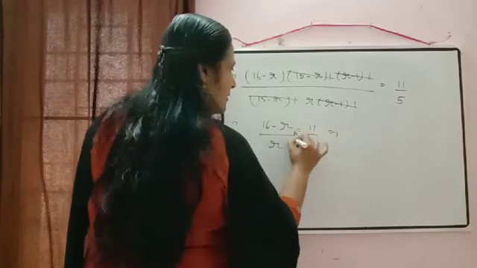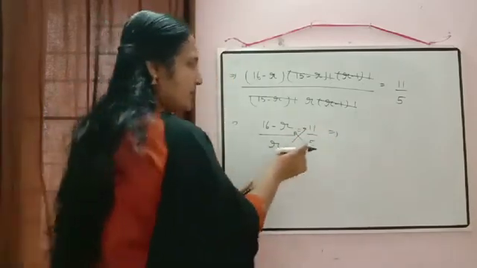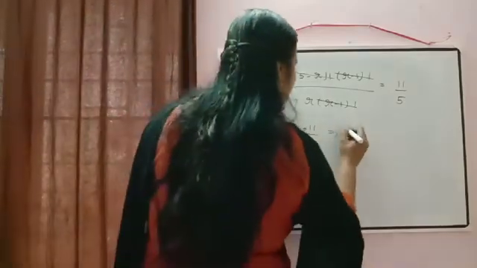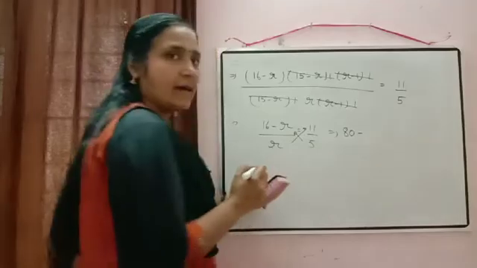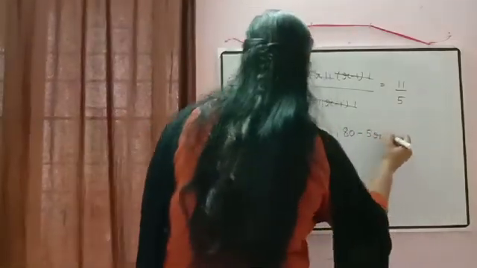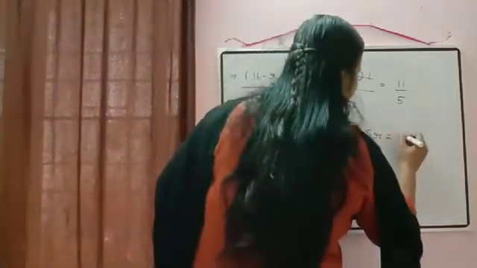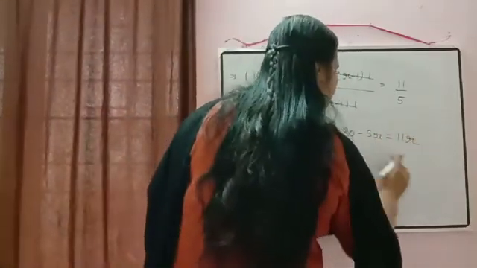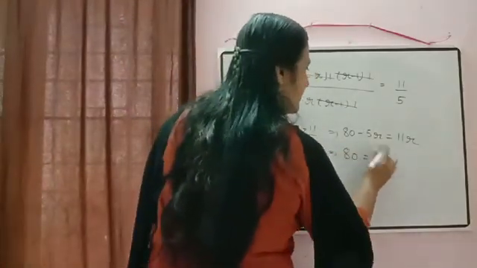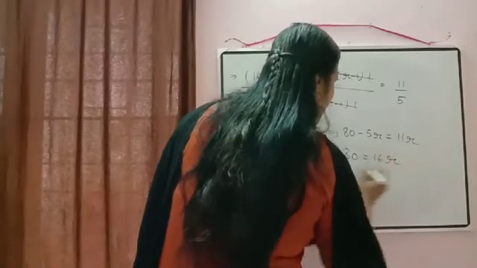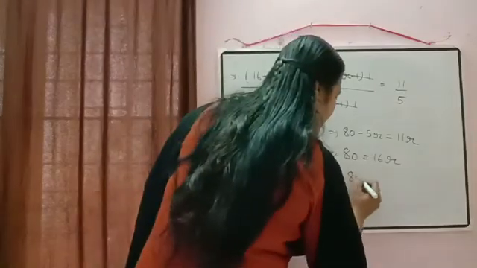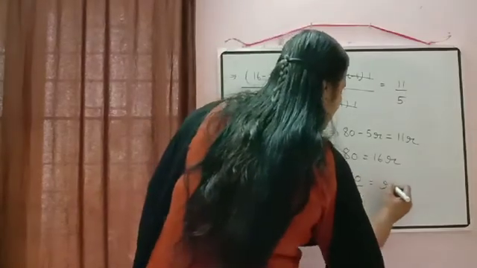Now we can do the cross multiplication. Then it will be equal to 5 multiplied by both the terms. So 5 into 16 will be equal to 80. 16 5s are 80. 5 into minus R will come as minus 5R is equal to 11R. Now minus 5R we can shift to the right hand side, then it will be 80 is equal to 11 plus 5, 16R. Now 16 we can shift to the left hand side, then it will get divided there. So 80 by 16 is equal to R.